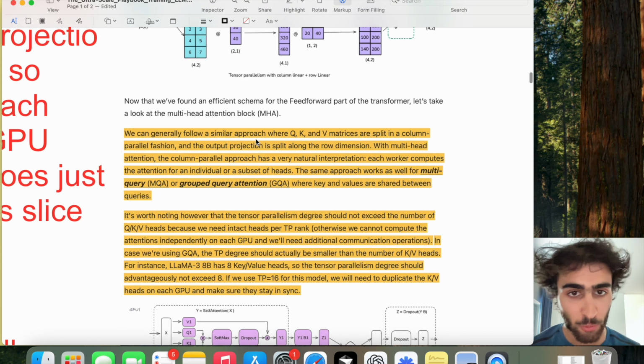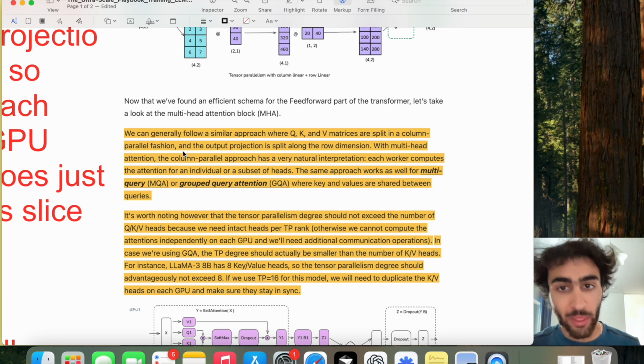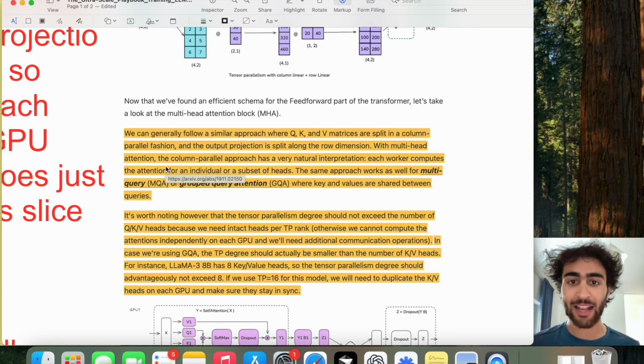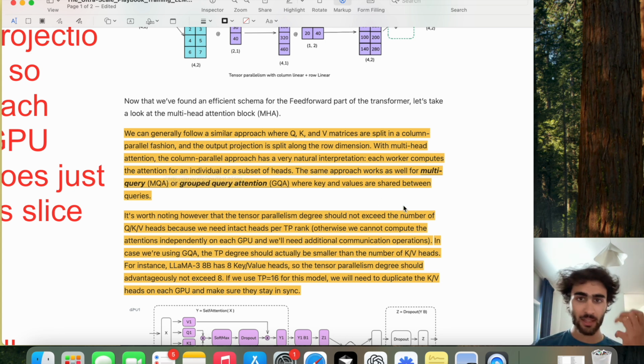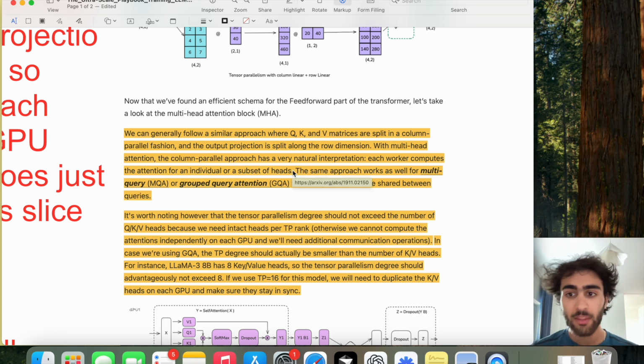Now we can generally follow a similar approach for attention, where QKV matrices are split in a column parallel fashion, and the output projection is split along the row dimension. With multi-head attention, the column parallel approach actually has a very natural interpretation, which is to say that each GPU computes the attention for an individual head or a subset of heads. That means we need to either have the exact number of heads equal to the number of GPUs, or it has to be a factor of that. If there are 8 heads, we can have 1, 2, 4, or 8 devices in order to have a seamless tensor parallelism output.